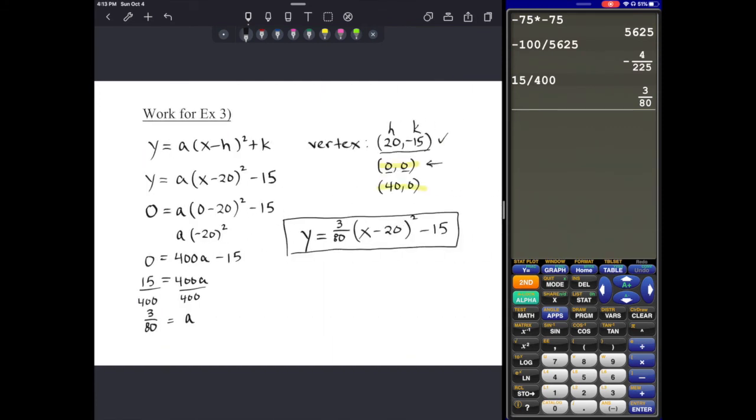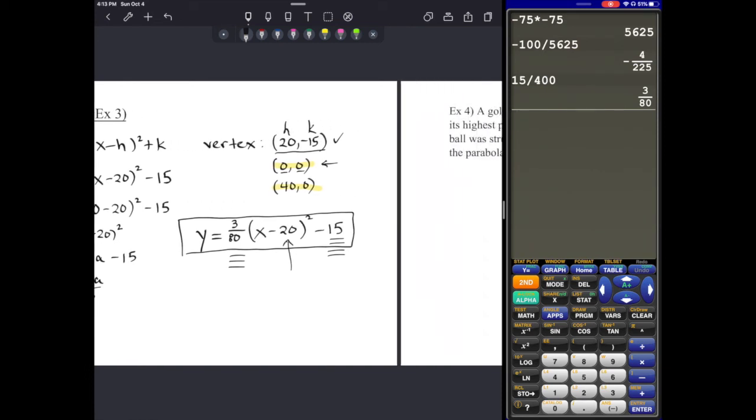When we do, it still ends up giving us the same stretch factor. Our only thing that changes really is this h value. Okay, h will change, but it's still the same stretch, and it's still got the same y-coordinate for the vertex. It just has been horizontally shifted.